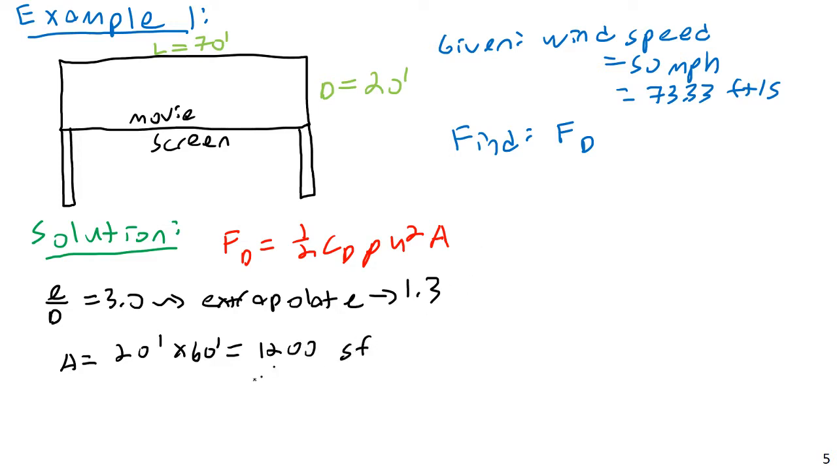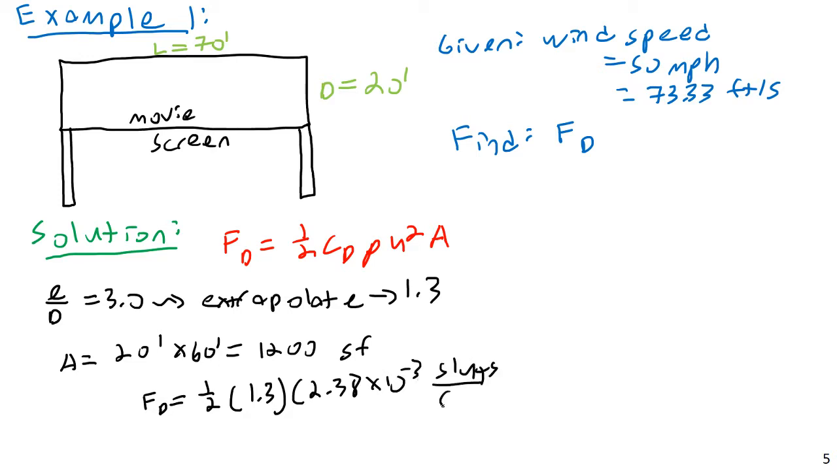And so then the FD is going to be 1/2 times 1.3, our drag coefficient, times 2.38 times 10 to the negative 3 slugs per cubic feet, that is the density of air. Obviously that varies, but we can just go ahead and use that value. Slugs per cubic feet times a speed of 73.33 feet per second squared times 1,200 square feet.